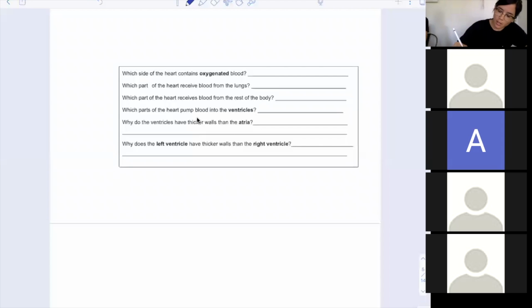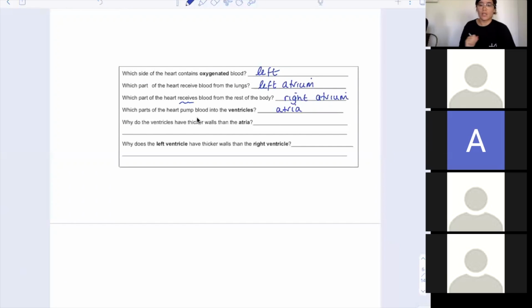So, which part of the heart contains oxygenated blood? The left side. Which part of the heart receives blood from the lungs? Again, the left side, but it's the left atrium. Which part of the heart, crucially, receives blood from the rest of the body? That's the right atrium. Which parts of the heart pump blood into the ventricles? Well, that's both the left and right atria.